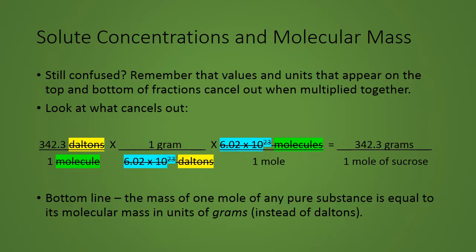So the bottom line is you can calculate the mass of 1 mole of any compound. The mass of 1 mole of any pure substance is equal to its molecular mass in units of grams instead of Daltons. This conversion works every single time.